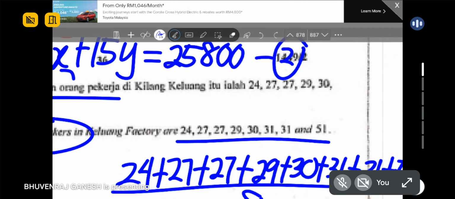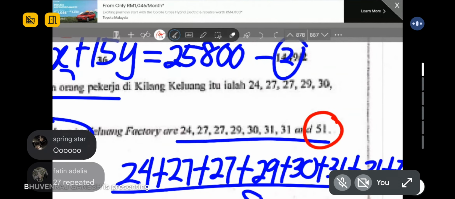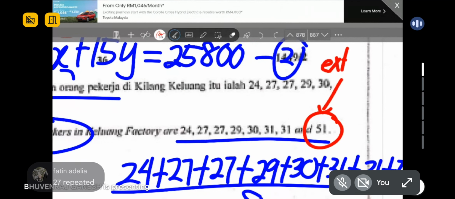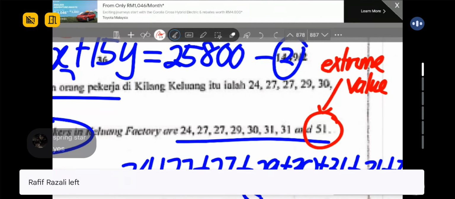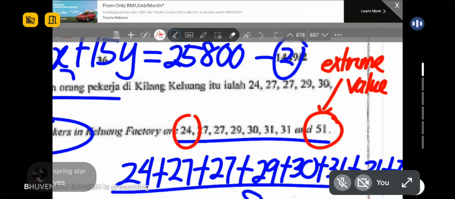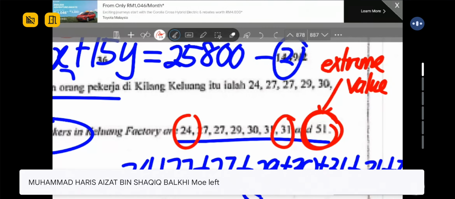Remember. So if you see this data, right guys, you see you have a value 51. This value is called as, no, this value is called as extreme value. Do you all still remember the meaning of extreme value? Extreme value means that it's a value that is out from the data, like an outlier. Because you see your data 24 until 31, suddenly got 51. Dia melonjak sangat tinggi. So this is what you call as extreme value.